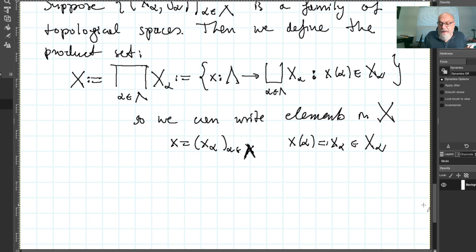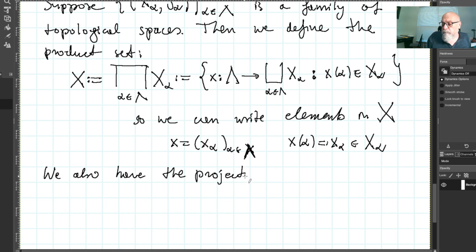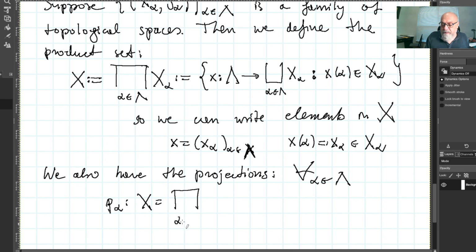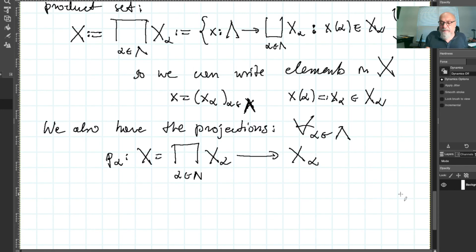In such a case, we also have the projections. For every alpha belonging to lambda, I have a projection P_alpha that goes from X, that's my product, to X_alpha. How does it work? Just simply take an element x in X, and it will associate x_alpha.